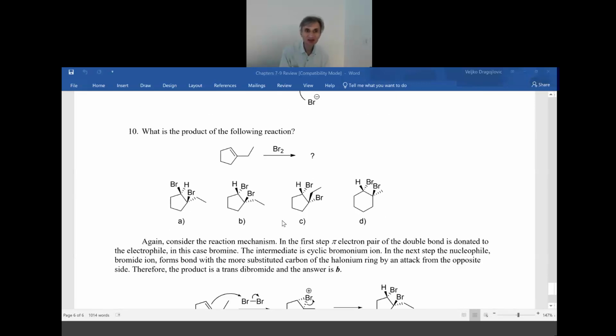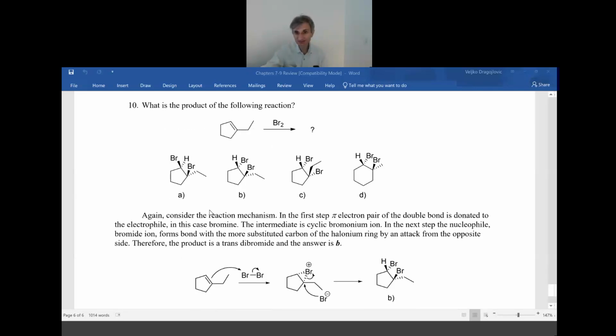And finally, question number 10. What is the product of the following reaction? Addition of bromine across a double bond, and you can see from the answers that you are supposed to figure out stereochemistry. What is the stereochemical outcome of the product? We have 4 possible products, and you need to analyze them to consider what is the outcome and what is different between these 4 products. 3 of them involve a 5-membered ring.